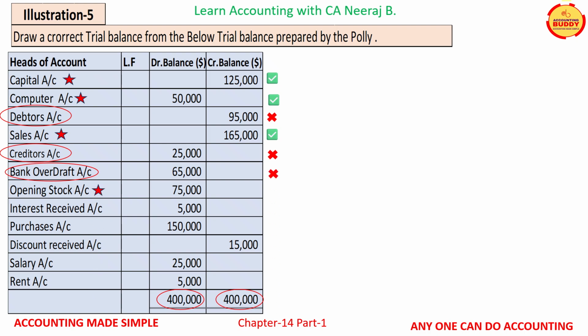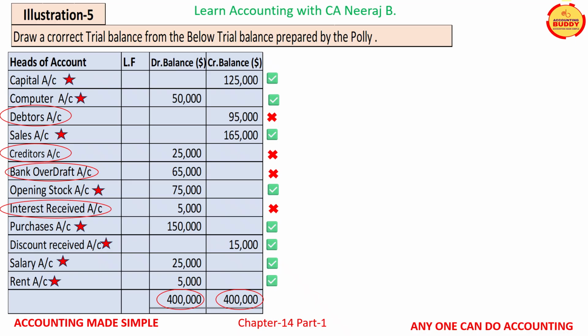Opening stock, being an asset of the business, is correctly placed in the debit column. Interest received is a business income and therefore $5,000 should appear in the credit column. However, in this illustration, it is wrongly placed in the debit column. Purchase account, being the business expense, is correctly placed in the debit column. Discount received for $15,000, being the business income, is correctly placed in the credit column. Salary account, being the business expense, is correctly placed in the debit column. Similarly, rent account represents the business expense and it is also correctly placed in the debit column.